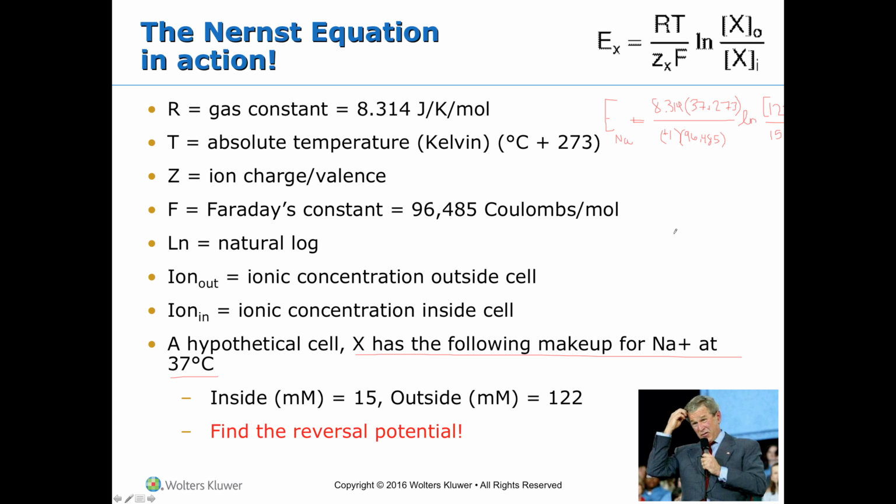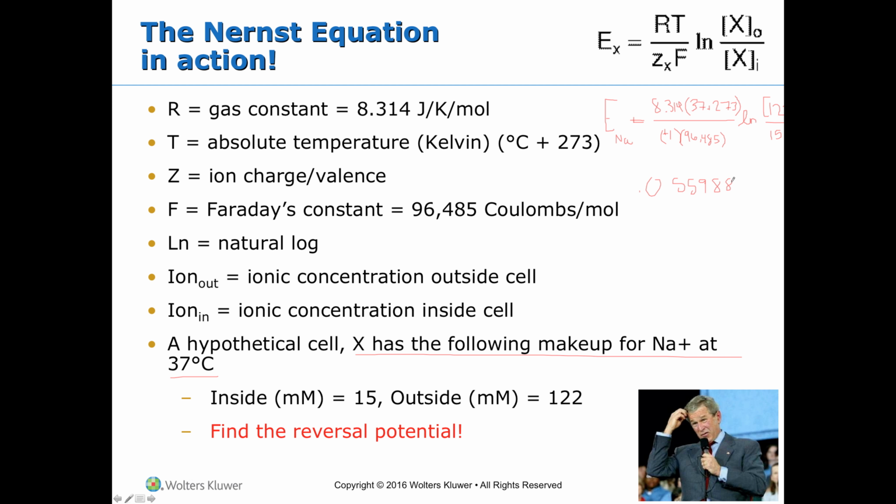So I'll do this on my calculator. 8.314 times 37 plus 273, divided by 96,485, times the natural log of 122 divided by 15. This will give me a value of 0.055988.